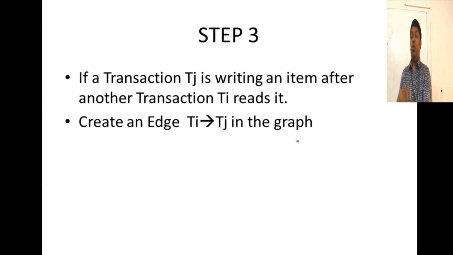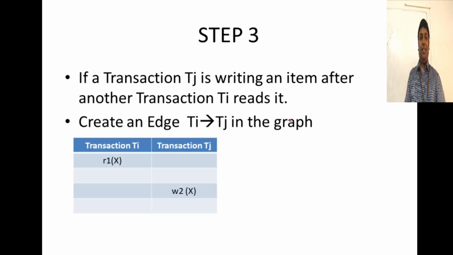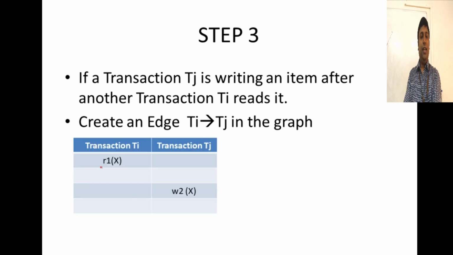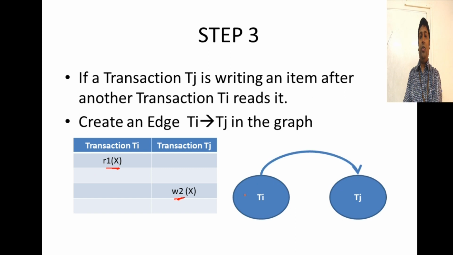Step three, we should also look for this. Earlier, this one was writing and this one was reading. Now it is the vice versa: this one will be reading, this one will be writing. If you have a relationship like this, say Tj is writing an item which was read by Ti earlier, just the vice versa, even then you have to construct an arc. You have to construct an arc from Ti to Tj, and then mention X.